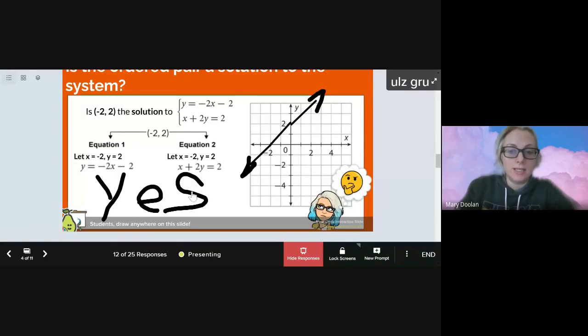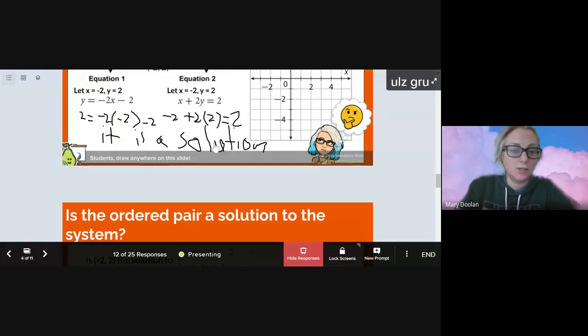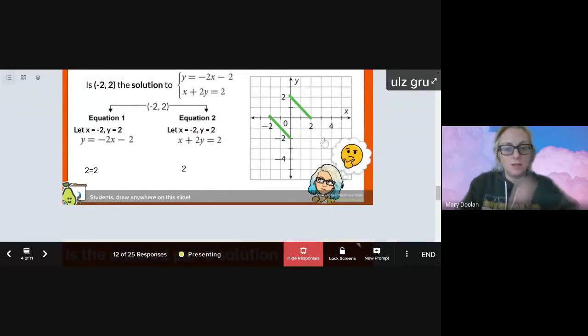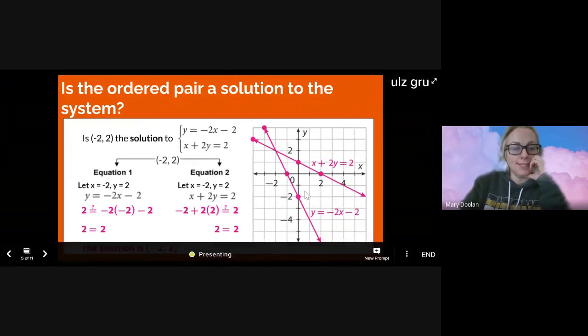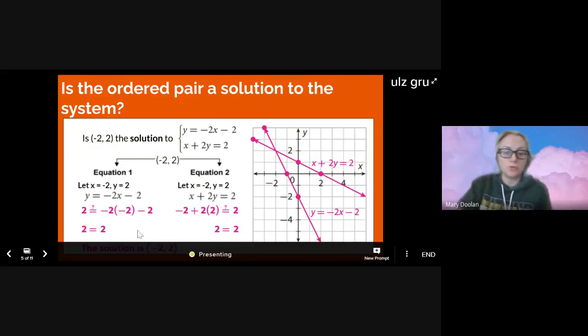This person put yes, and they graphed a line. They said it is a solution, so they plugged it in and probably did the rest in their head. This person wrote 2 equals 2 and 2 equals 2. So on this next slide here, just to show you, I did find an example where they did it correctly, where they showed this work, 2 equals 2 and 2 equals 2.